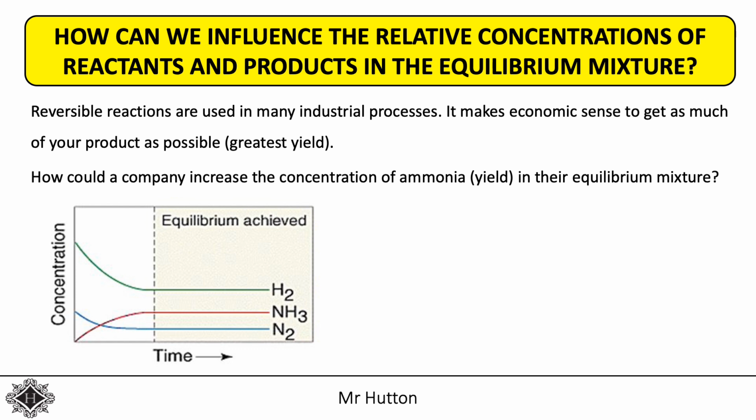So this leads us on to altering conditions and starting to think about how we can get our best yield. Reversible reactions are used a lot in industrial processes. It makes economic sense to get as much of your product as possible, the highest yield possible. So companies try and alter conditions in order to get the maximum yield they possibly can. So what sort of things could they change in terms of their reaction in order to get the maximum yield they possibly could?